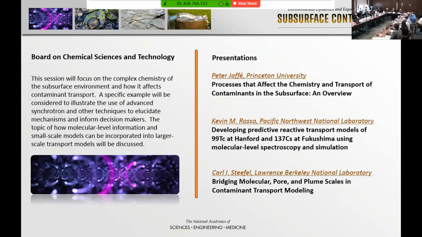Can I just ask a follow-up question on that? Do we even understand how the chemistry of the subsurface changes on a decade scale? Forget 1,000 years, or even on a couple of years.